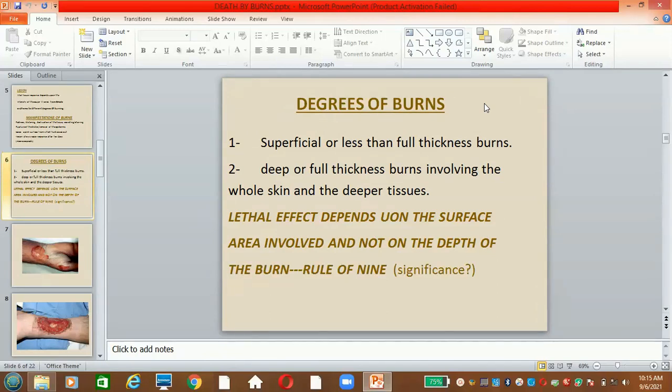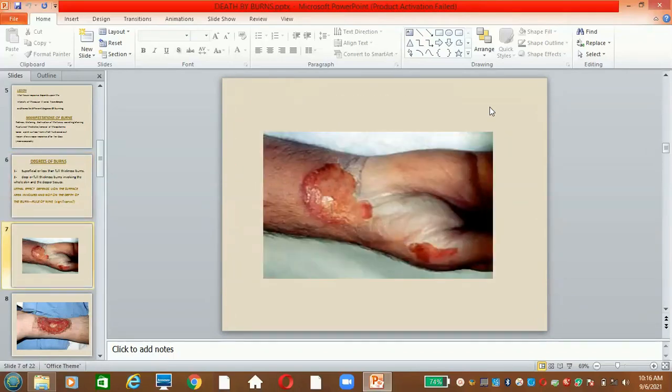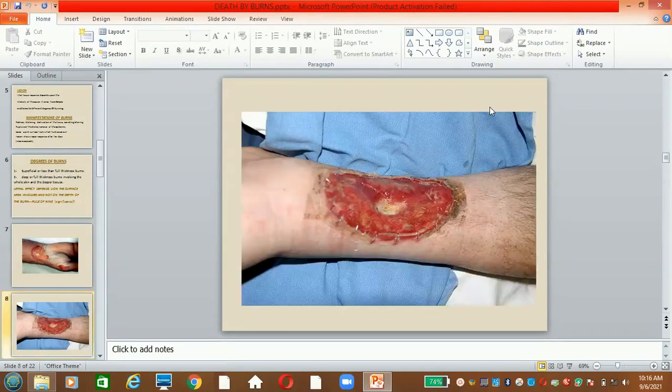Rule of 9 to determine area of burns of body is very important, and it is applied to know how much area of the body is involved in burns. This picture shows partial thickness burn, superficial burn. This picture also shows partial thickness burn in stage of healing.